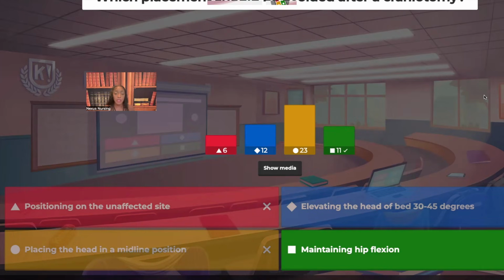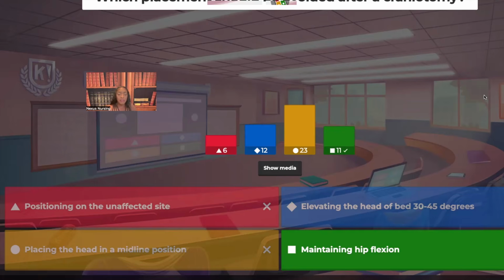Let's look at the next option. Elevating the head of the bed 30 to 45 degrees. We want to do that. We want to facilitate drainage. We don't want that patient to get increased intracranial pressure. So we wouldn't avoid doing that. That's something we want to do. So we're not going to choose that.